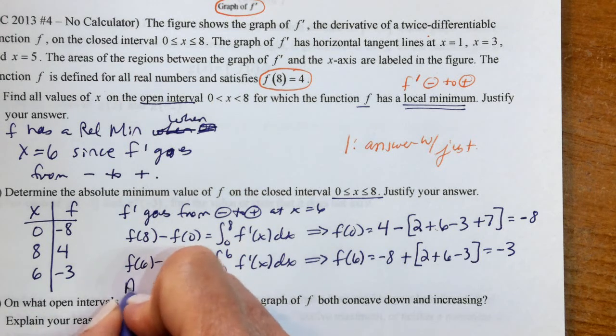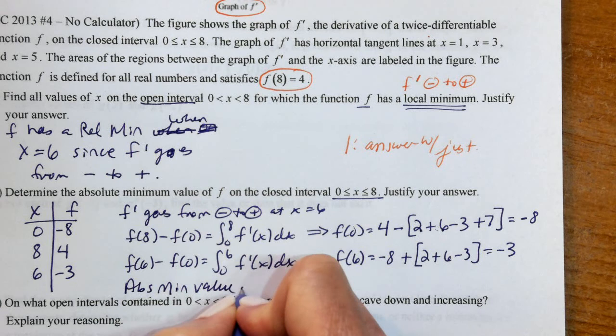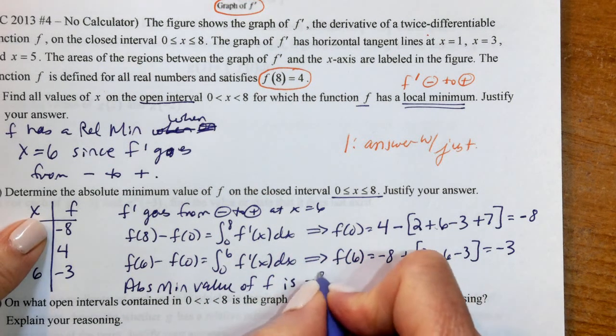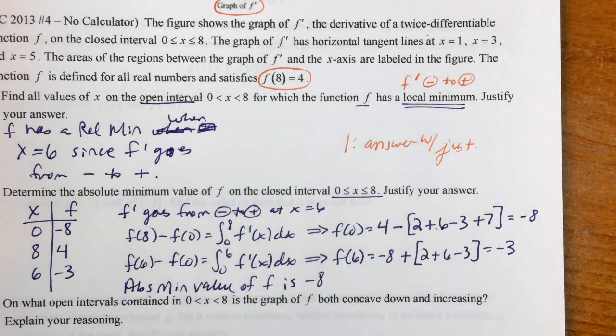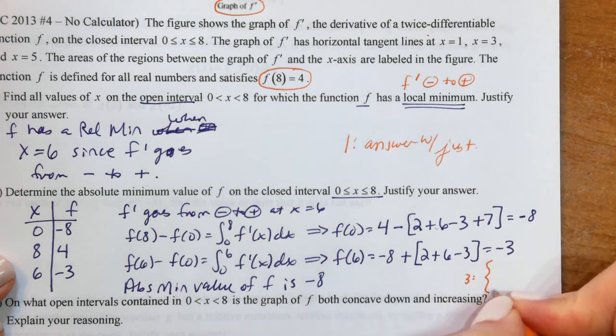So the absolute minimum value of f is negative 8. Okay? That was worth 3 points. Let me try to squeeze that in. That was worth 3 points.